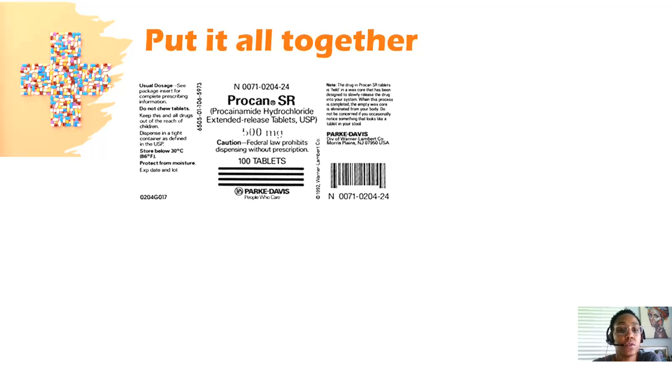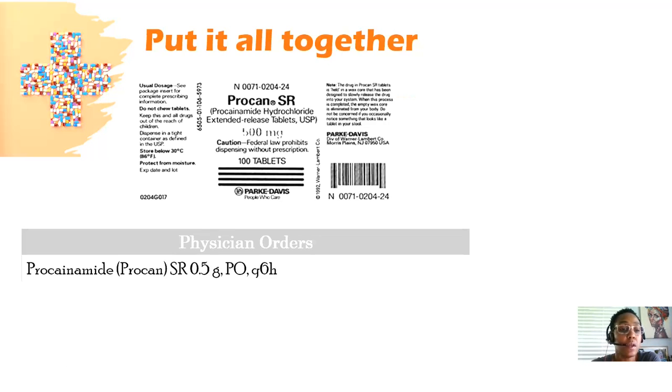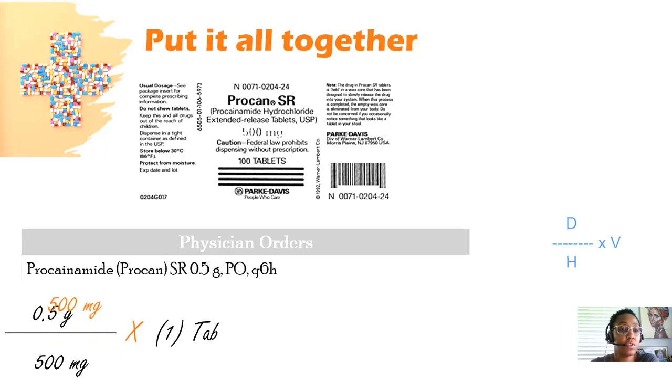Here's our next medication. Here's our patient label. Okay, so here's our next med. Here's our medication label. We have Procran, 500 milligrams. That's how it comes. Now the provider ordered 0.5 grams PO every 6 hours. We're going to use a desired over have. We have 2 units that are different. Our order is 0.5 grams, and the medication comes in milligrams, 500 milligrams. So let's change that into 500 milligrams, which is our conversion equivalent. And when you do the division, the answer is 1 tab. We're going to give 1 tab.